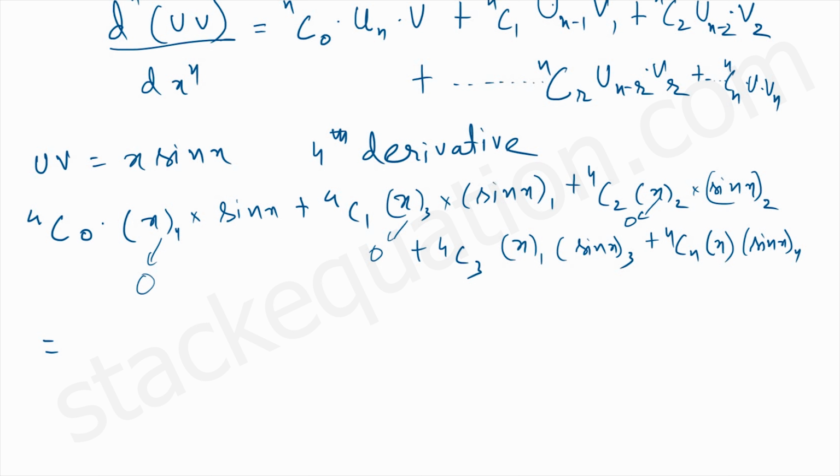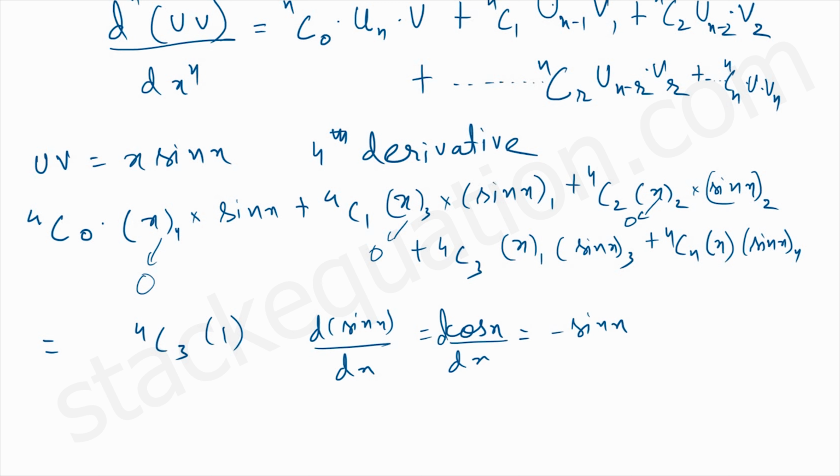So all these three terms will become 0. So we have to deal with only these two. So 4c3, the first differentiation of x is 1, and the third differentiation of sin x. If I differentiate sin x once, I get cos x. Then if I differentiate it again, I get minus sin x. And then if I differentiate it again, I get minus cos x. So that's my third differentiation of sin x.